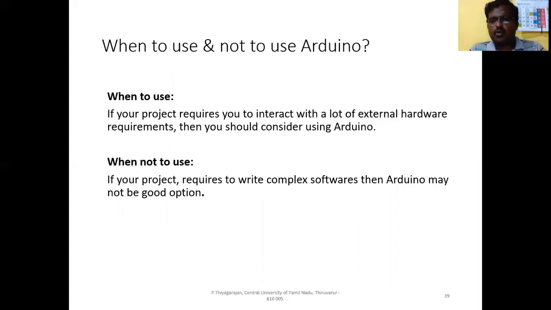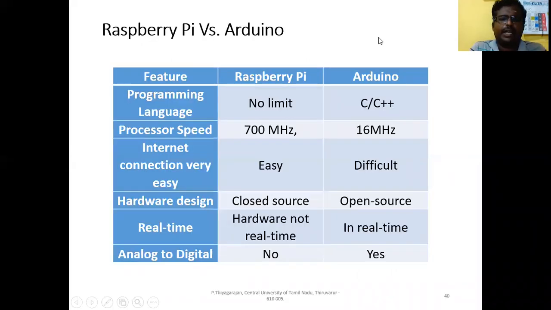So for the past few minutes, we have been going through the different platforms. We discussed Arduino, and then we discussed Raspberry Pi. Now we're going to compare Raspberry Pi and Arduino on 6 different features. The features are programming language, processor speed, internet connectivity, hardware design, whether it is suitable for real-time, and analog to digital conversion.